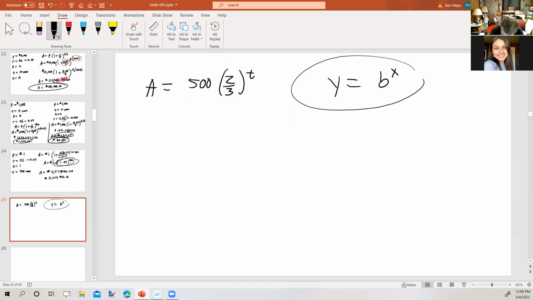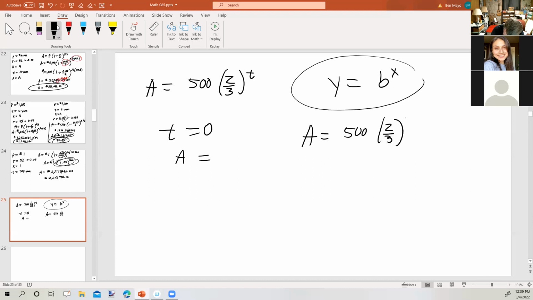Okay. At the beginning of time for this problem, so when t equals 0, what does A equal? Can anybody tell me? In other words, oh, 0? Careful. Oh. What's 2/3 to the 0 power? Oh, is that 1? And what's 1 times 500? 500. So there's your beginning amount. So at the beginning of time, there's 500 of these, 500 grams of this radioactive material. Okay.